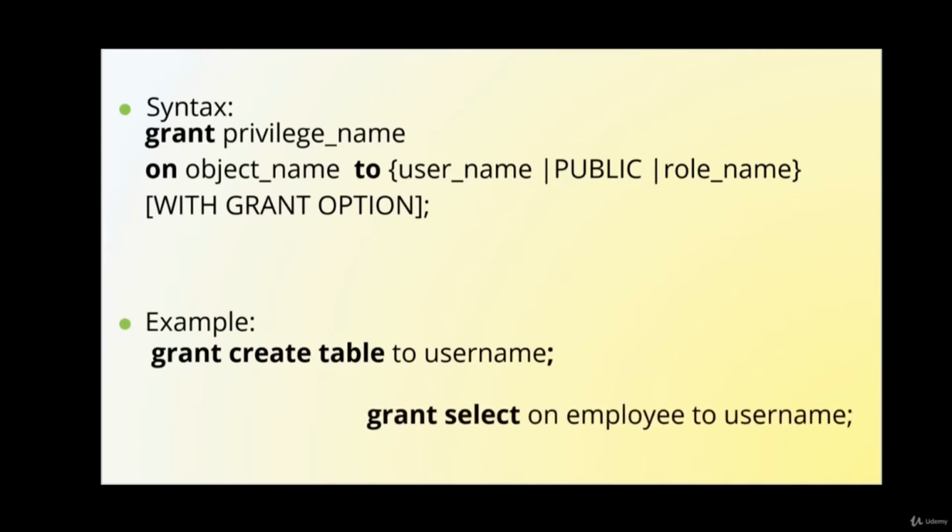In the same way, if we want to allow a user to view a column in the table, the command will be grant select on employee to username, where select is the privilege name, employee is the object name, and user is the person to whom you want to grant that privilege to.